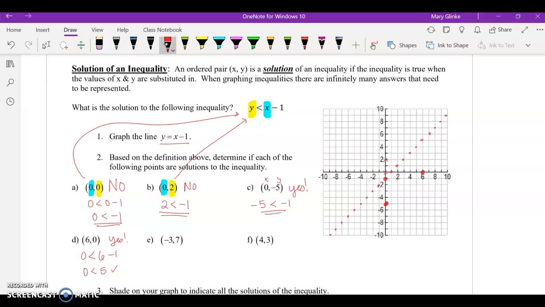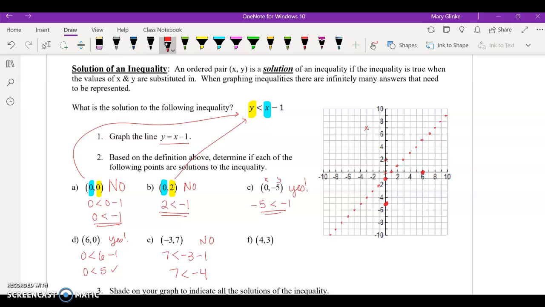How about -3, 7? So 7 is y, -3 is x, so 7 is less than -4. Nope, there's another one that does not work. So -3, +7 is up here. That point does not work. So looking at our graph, so far everything on the top half does not work and everything on the bottom half does work. So that's kind of what's getting our inequality here.